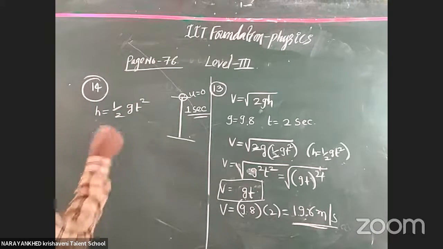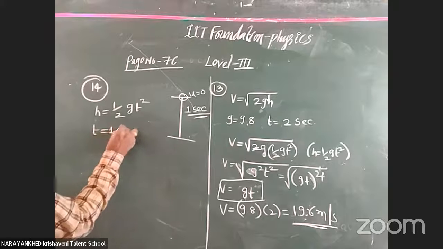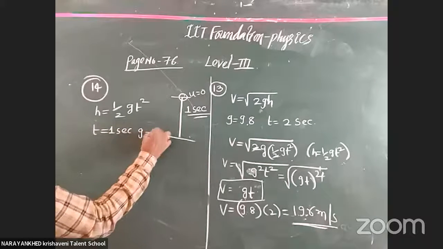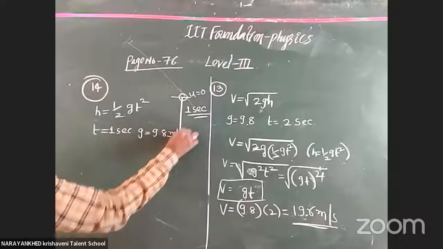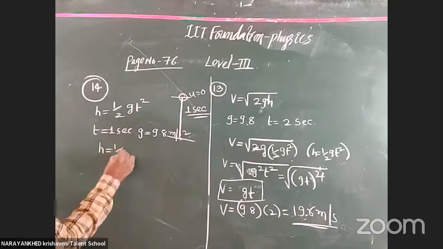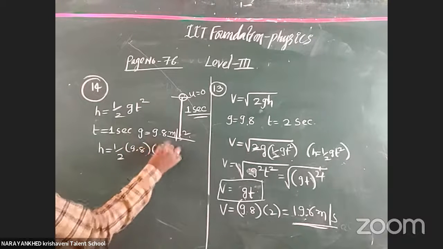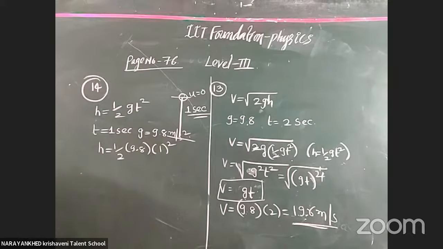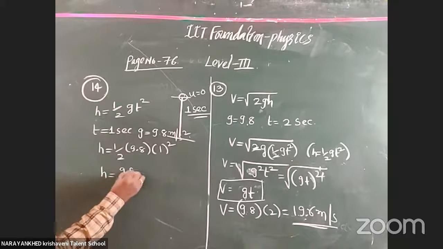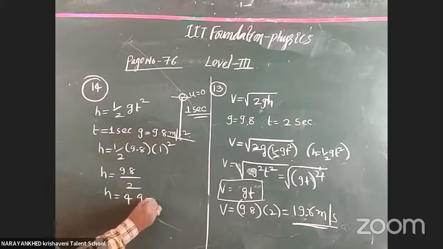Now h is equal to half g t squared here. What is the t? 1 second. What is the g? g is 9.8 meters per second squared. So h is equal to half into 9.8 into 1 squared. Now h is equal to 9.8 by 2, which becomes 4.9 meters. Clear or not, all the students?